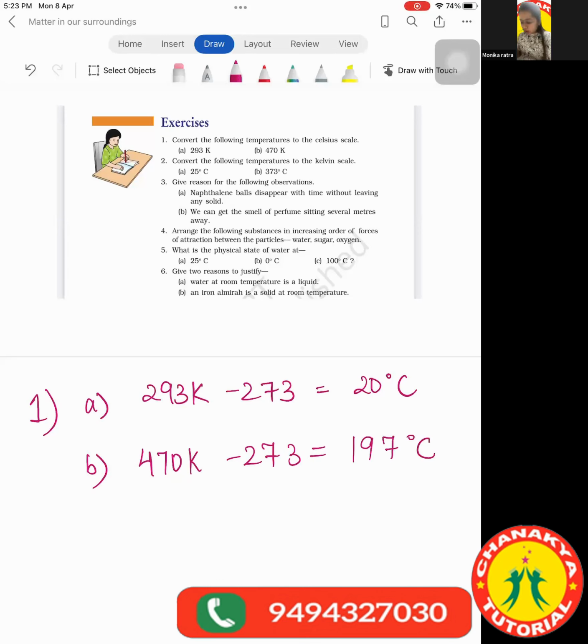Okay, Pranav, now you have to tell me the second answer. Convert the following into Kelvin scale. So 25 degrees Celsius would be. Pranav, as soon as I take your name, why do you turn off your video?